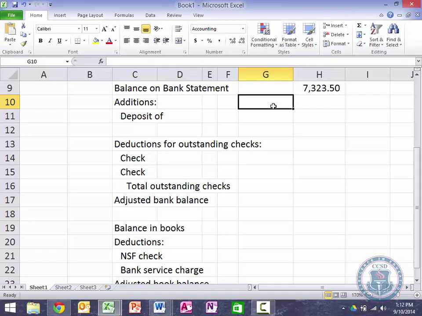On September 21st, check 109 for 60. Yep, I see that one, so we're going to cross that one off. That's all the way done for that September 19th date. Great. On the 22nd, deposit for $730. Yep, that went in. On September 25th, check 110 for $16. I see that one.